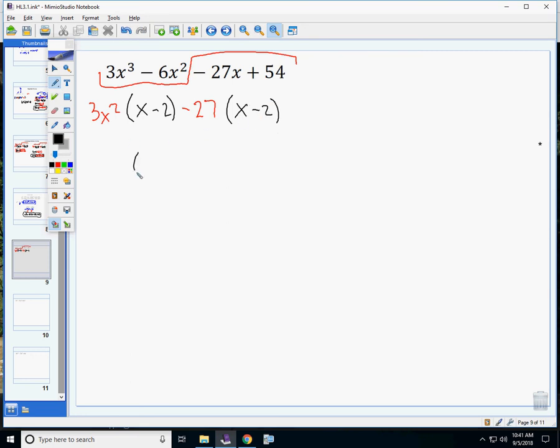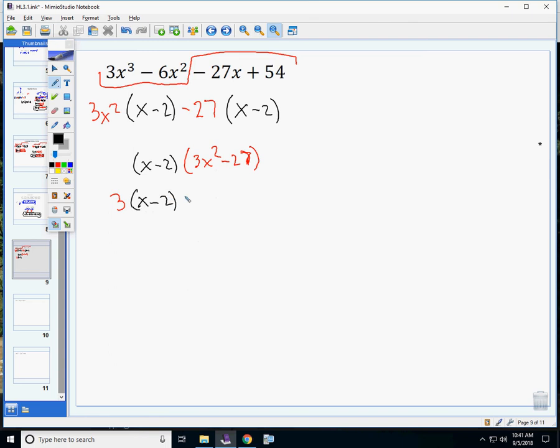Now the x minus 2's are the same, and the 3x squared minus 27 is the same. Now most students would stop here, but you should have recognized at the very beginning that we could have factored out a 3 from everything. Notice there's a 3 right here, 3x squared minus 27. I can still factor this 3 out, so I'm going to put it right out here in front.